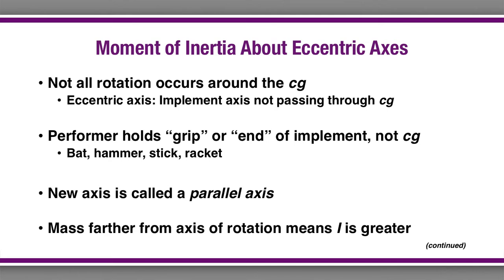Something that's important to note with angular motion, though, is that not all rotation occurs around an object's center of gravity. So our eccentric axis is an implement axis not passing through the center of gravity. So if you think about someone holding a bat or a racket or a hammer, where you are holding that implement is going to be considered the axis of rotation, but that's not the object's center of gravity. So this new axis would be called the parallel axis.